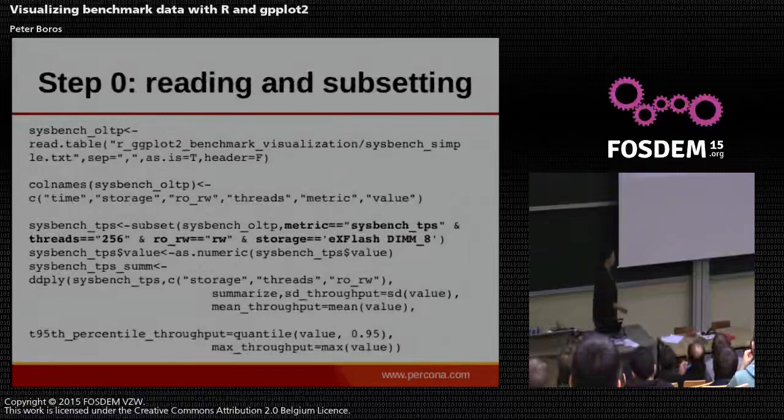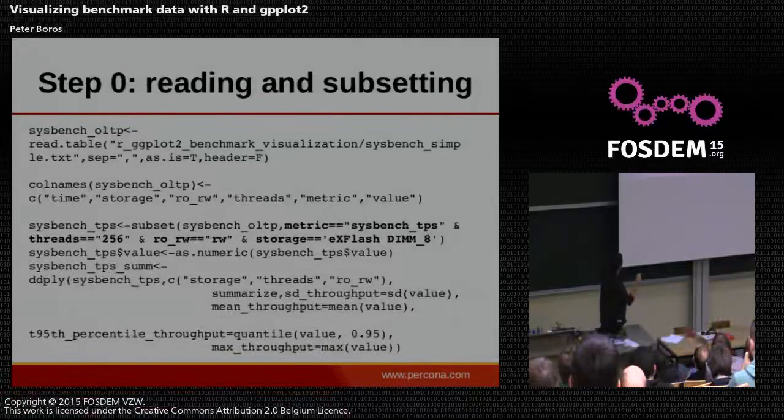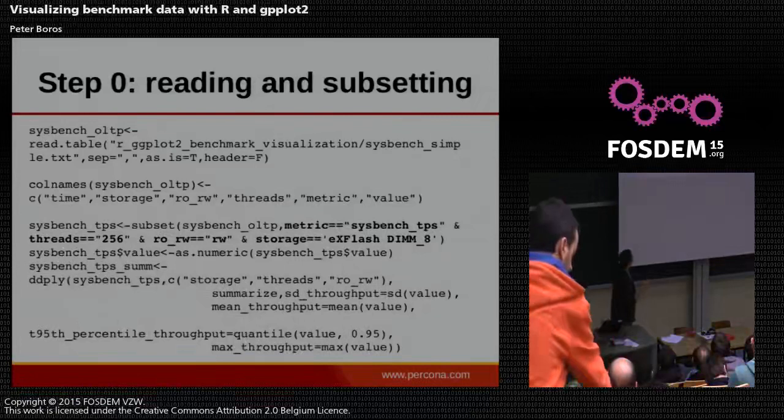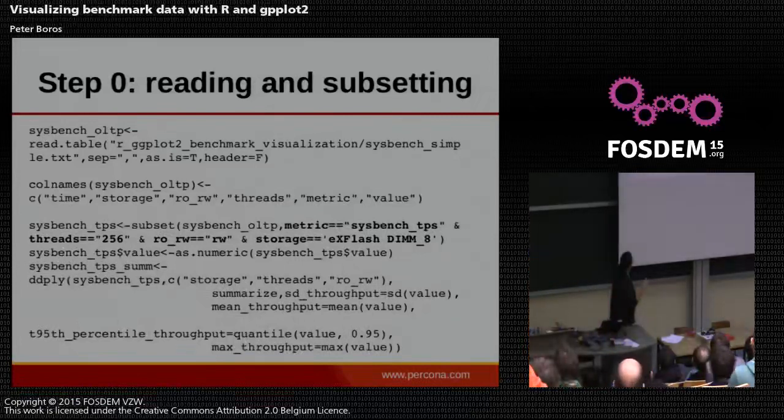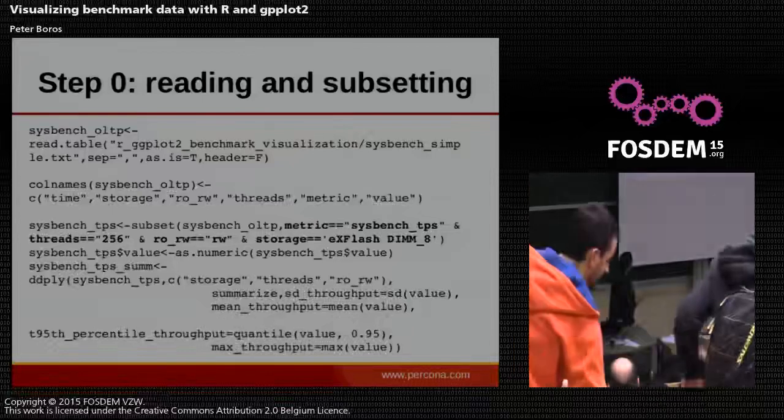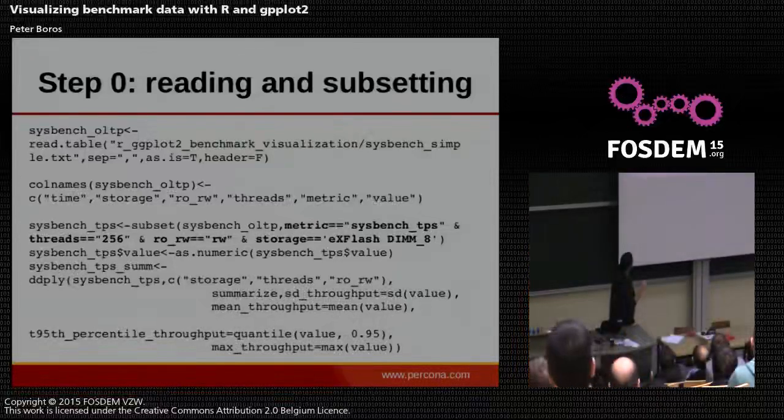and do the graphs from that. So how to read the file from R? We create the data frame with read.table, which will read a table from a file. This is the file which is the output of the given script. So it's one line per second per metric. We name the columns, and for each graph, we do a subset. For example, here in the Sysbench TPS data frame, we are subsetting the Sysbench OLTP data frame. The metric will be TPS, threads will be 256, the read-write case, this storage device.